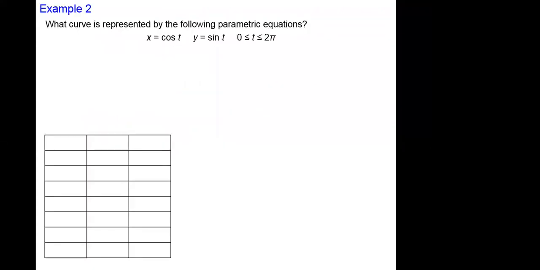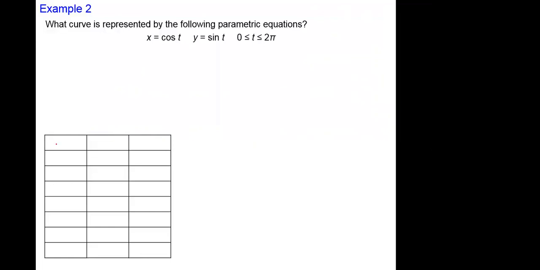Now, another example. What curve is represented by the following parametric equations? This is the equations. X is defined as cosine of t, y is defined as sine of t. And we do have a restriction from 0 to 2 pi. Of course, obviously, because otherwise we will probably repeat the same curve.